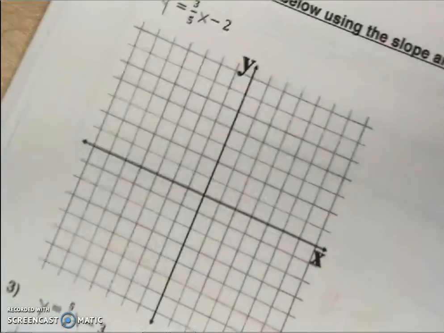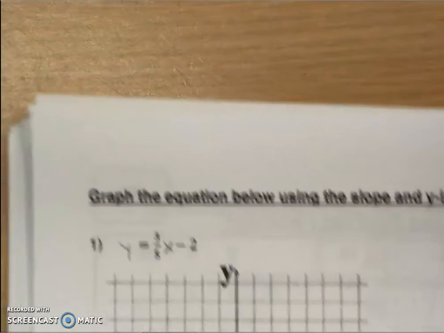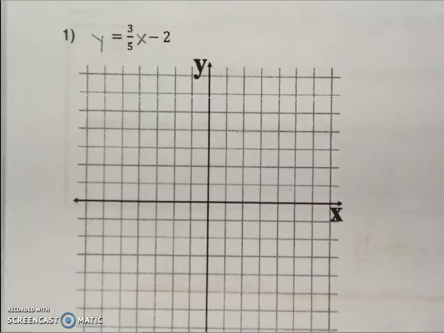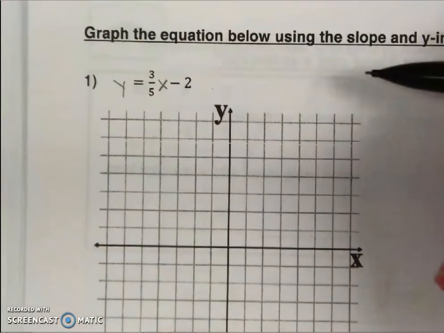All right, let's go to the back of this so that you can practice graphing from this. You're going to love how easy this is. All right, number 1, y equals 3/5 x minus 2. We're going to graph that super fast. Watch this. Watch this beautiful math.